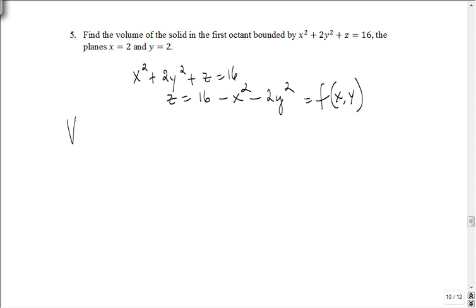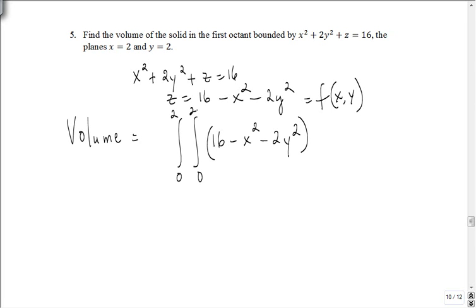So let's find the volume. You are finding the double integral of 16 minus x squared minus 2y squared. What are the limits? Can anybody tell me? What do you think they are? 0 to 2 and 0 to 2, right?